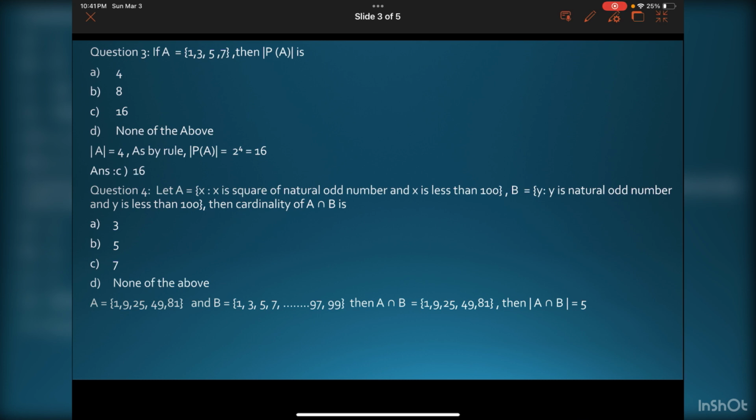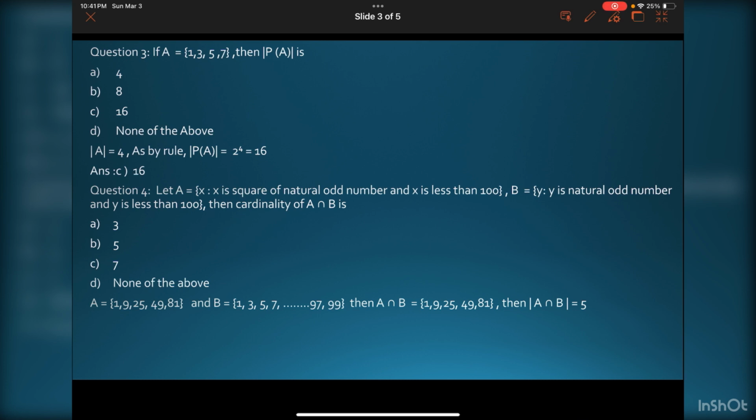Whenever you come to this type of question, you need to transform the set definitions that are written in sentences into actual numbers. If we consider the natural odd numbers, that is 1, 3, 5, 7, 9, 11, 13, 15, and so on, I need to identify only those natural odd numbers whose square is less than 100.